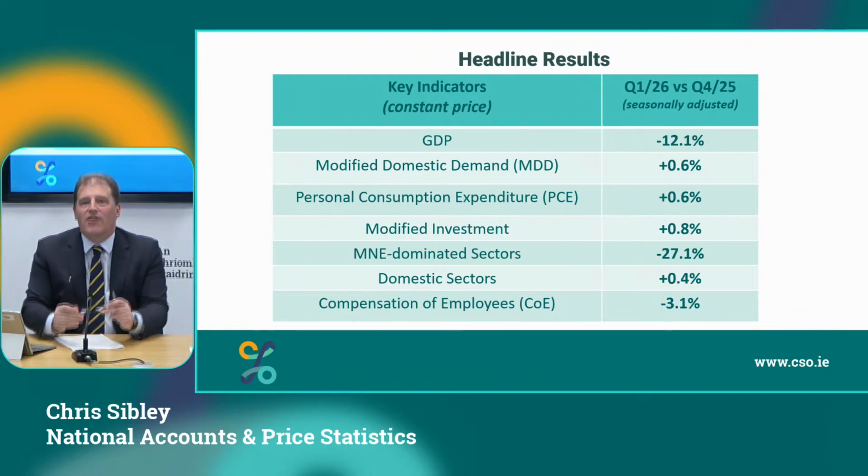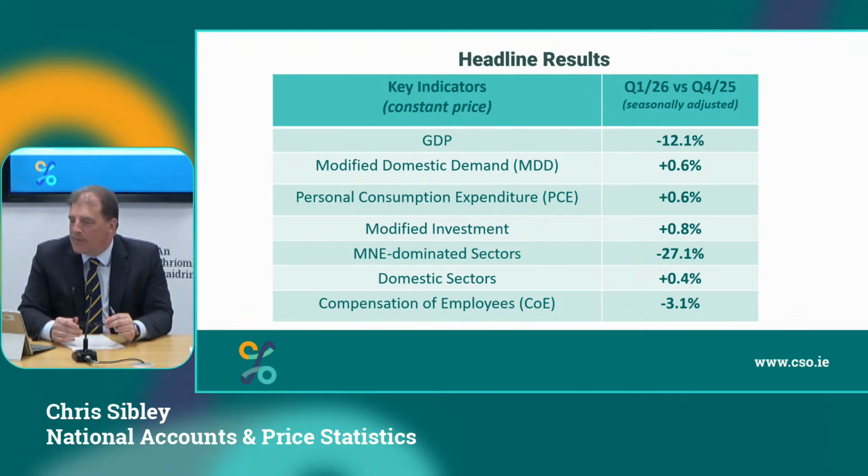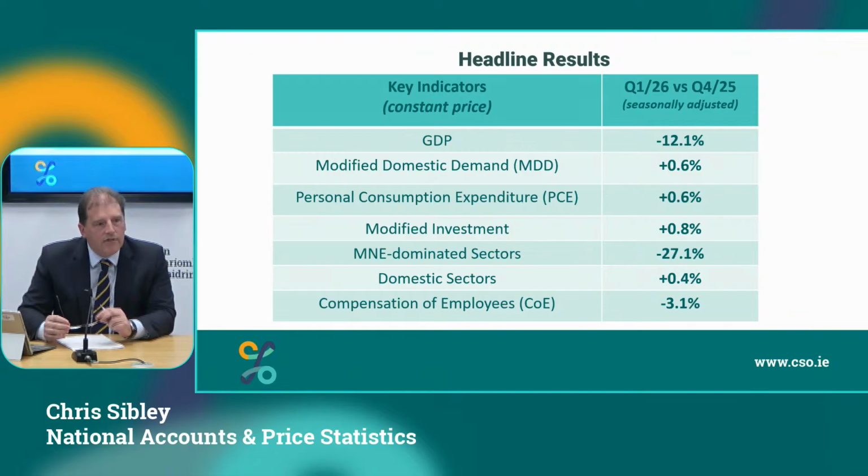So I'll summarise, I guess, on the range of indicators that we have for you today. The big story is around that fall in GDP of just over 12%, and that's driven by the M&E sectors. You see that two-thirds of the way down there, the fall in the M&E dominated sectors is driving that. When we look just under that, the domestic sectors are showing a 0.4% increase. We see modified investment have a small positive increase of 0.8%. Consumption of goods and services is up 0.6%, and all those combined give us that modified domestic demand, or summary of globalisation, measure of 0.6%.